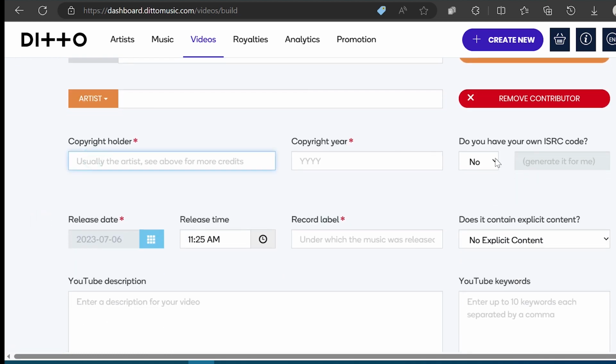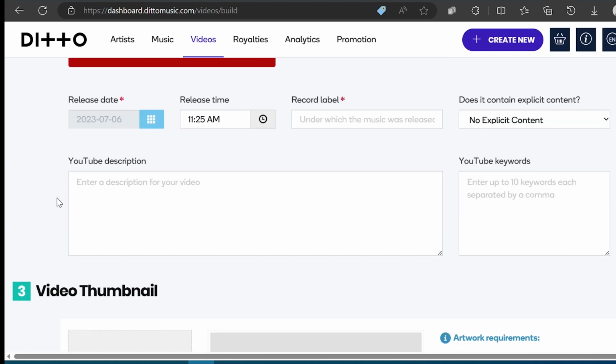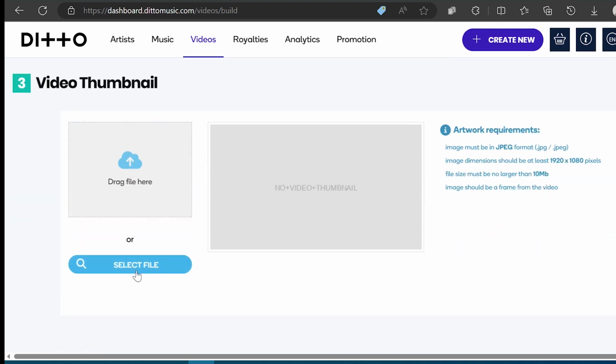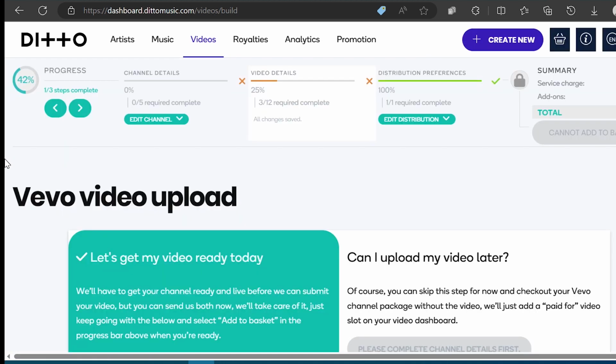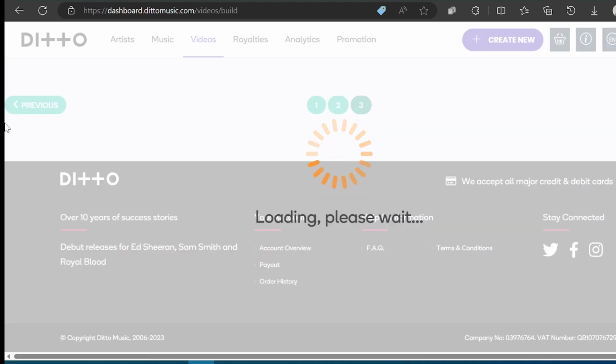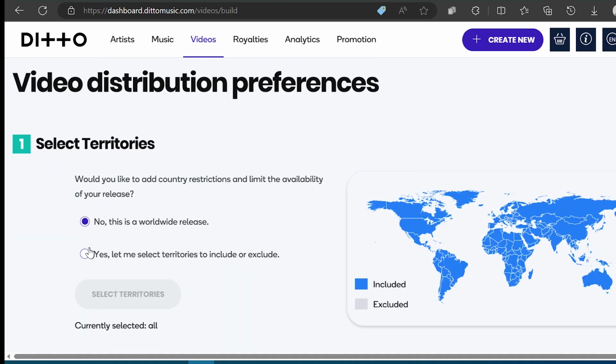Sixth, wait for VEVO approval. VEVO's team will review your submission to determine if it meets their quality and content guidelines. This process can take some time, so be patient. If your video meets the criteria, it will be approved for release on VEVO. If there are any issues or concerns, VEVO may provide feedback for you to address before resubmission.